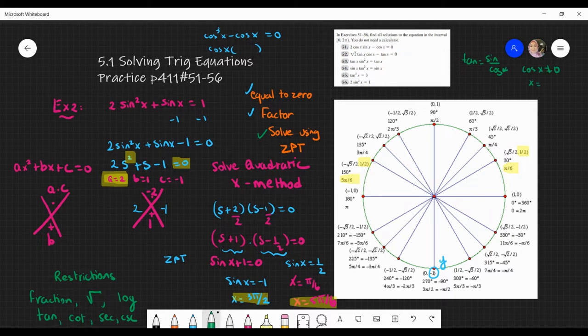Which angles have a cosine equals 0? The x-coordinate, pi over 2 and 3 pi over 2. So whenever you have tangent in a problem as you're solving, keep in mind you are not allowed to get pi over 2 or 3 pi over 2. And that's the case in 52, 53, 54, 55.